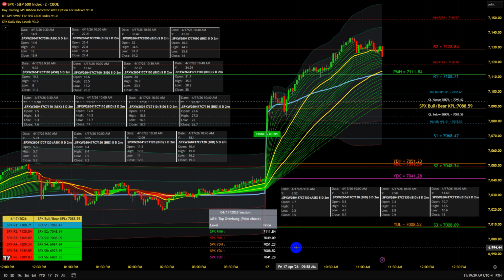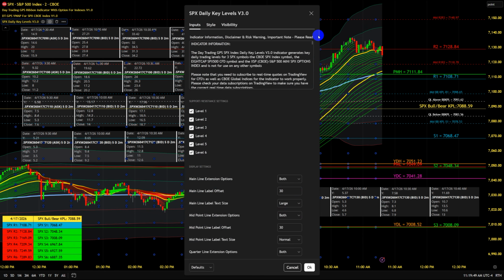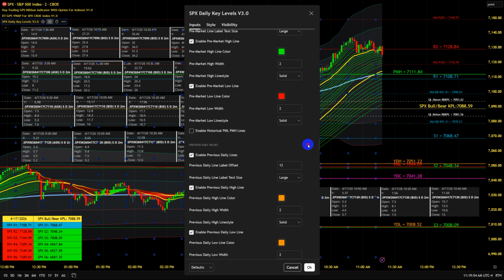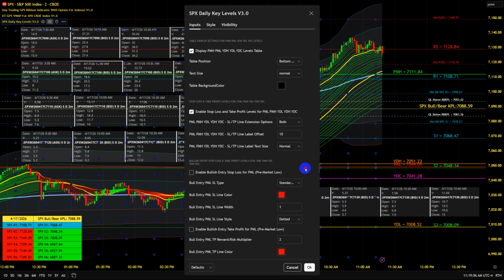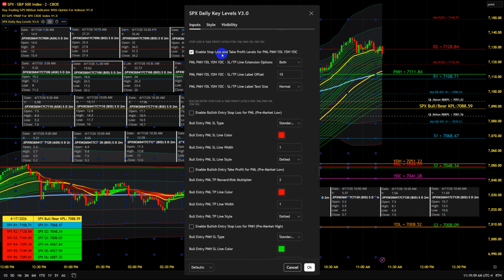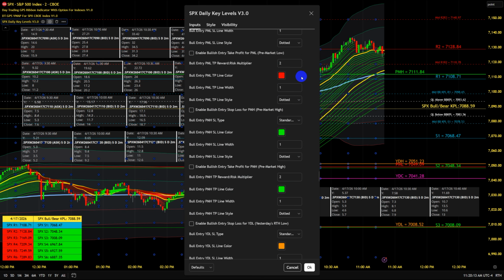You do the stop loss and take profit on those through the user control panel directly. So I'll just show you that real quick before we move on. You go down to the user control panel. You will go to the trading section for those five contextual levels, which is found right here. Stop loss and take profit levels for PML, PMH, YDL, YDH, and YDC. And you simply enable which particular bullish trade entry you want to take on which of those five contextual levels.